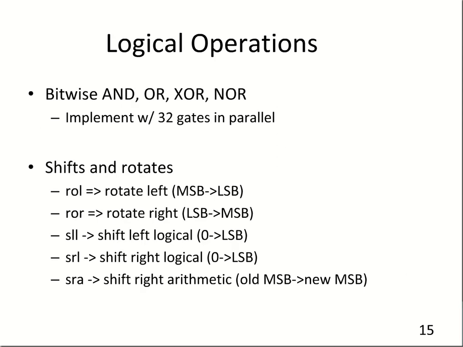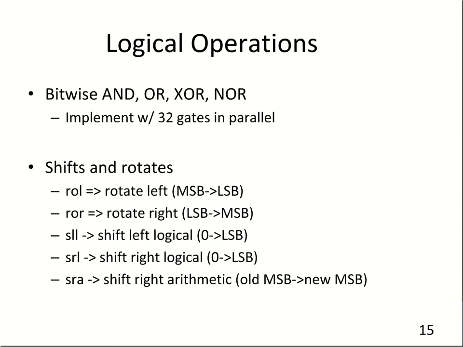We also want to be able to support a number of logical operations. These are implemented in a bitwise fashion, and they're very straightforward, so we won't spend much time on them, but performing a bitwise AND or XOR or NOR, whatever logical operation you might need, is simply implemented with 32 gates in parallel, computing the result for all of the 32 bits at the same time. Shifts and rotates are a little bit more complicated. We'll talk a little bit more about them.